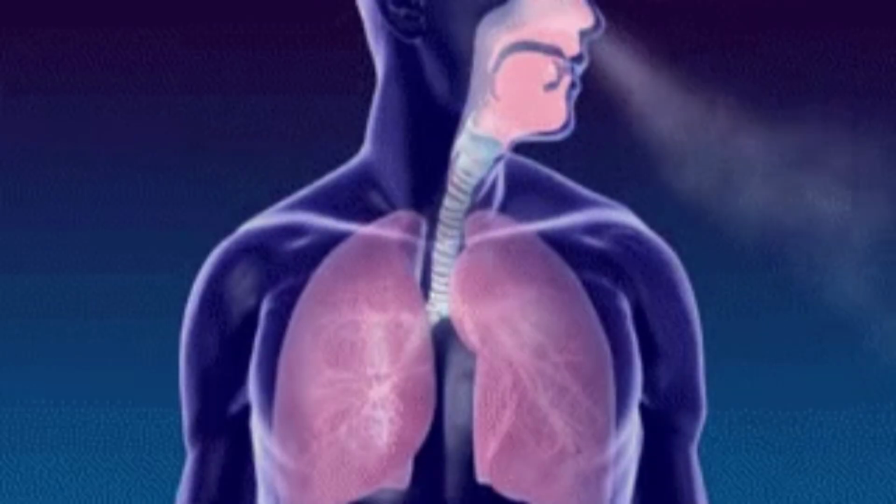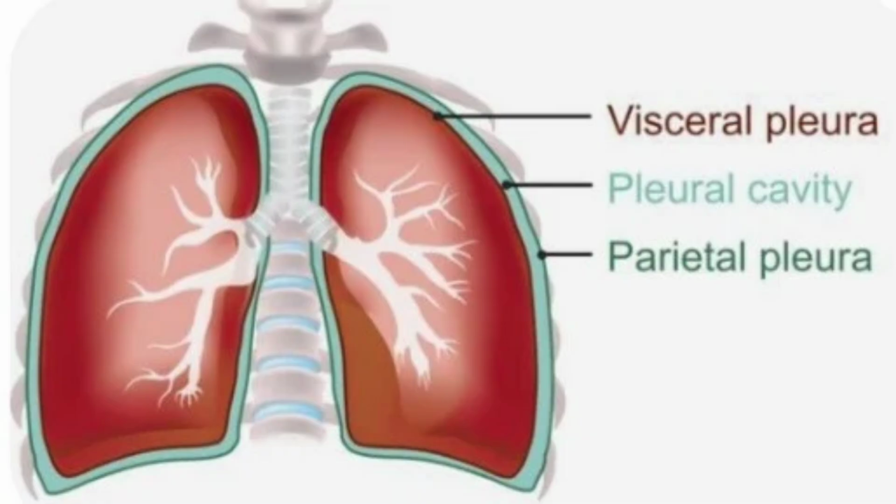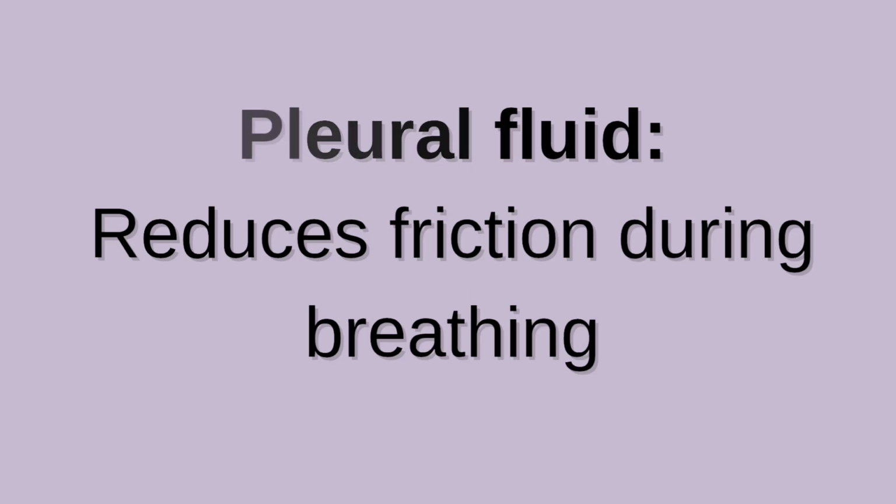Lungs. Humans have two lungs: the right lung has 3 lobes, and the left lung has 2 lobes, leaving space for the heart. The lungs are soft, spongy, and elastic. They are covered by a double-layered membrane called the pleura. Pleural fluid reduces friction during breathing.